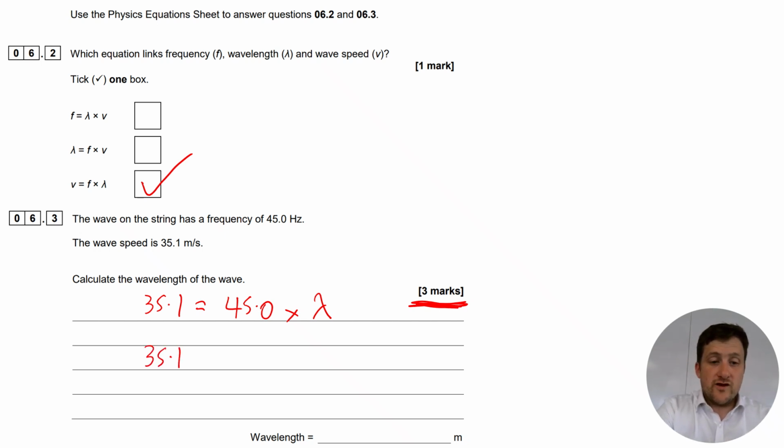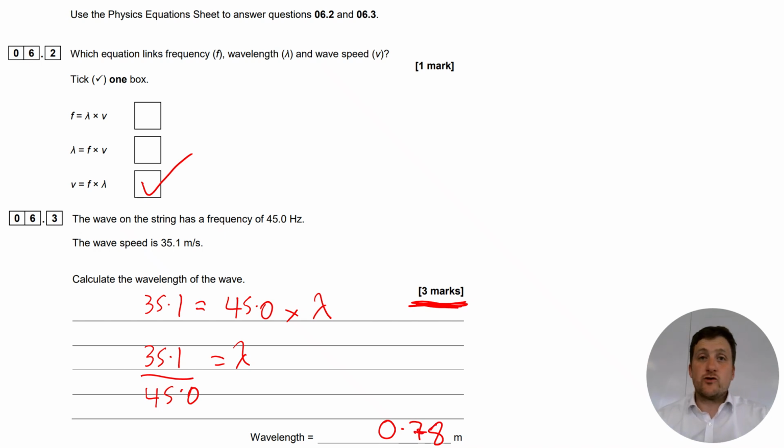We then do the reverse function, 35.1 divided by 45.0. That's our second mark, and then if we put it into our calculator, we get our third mark of 0.78.